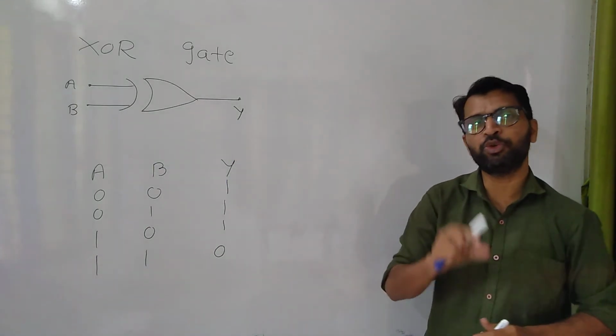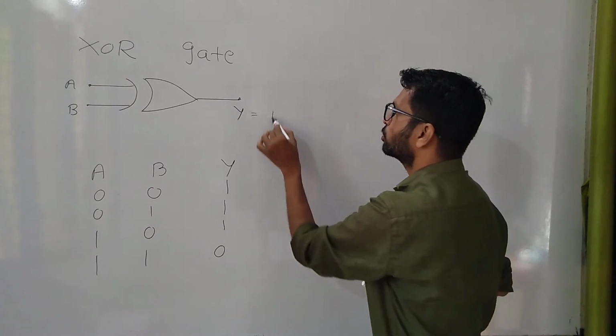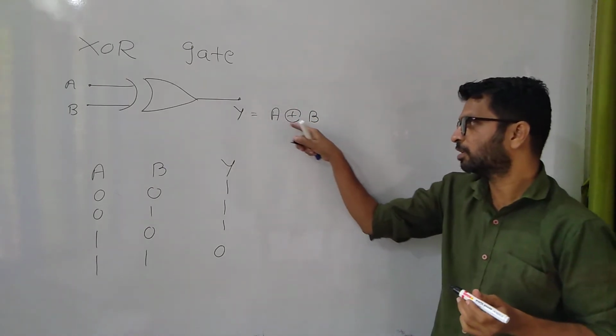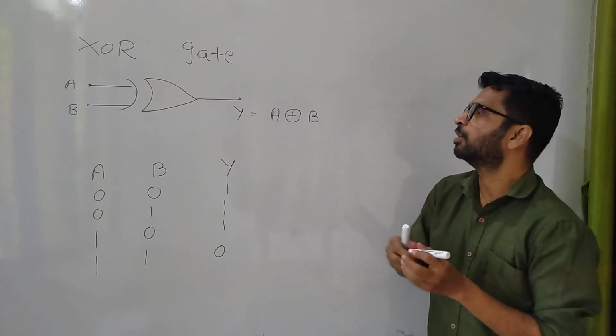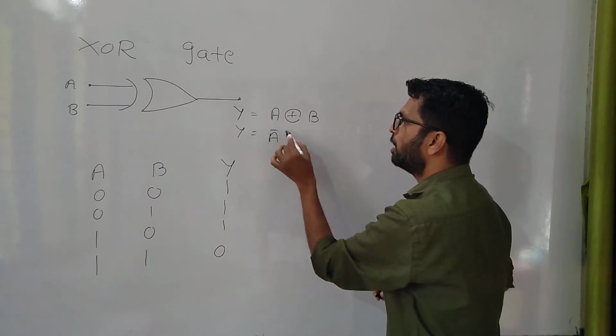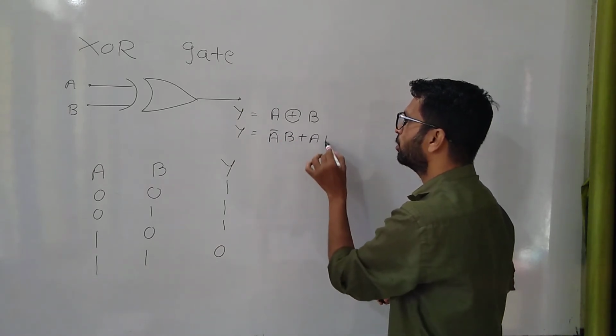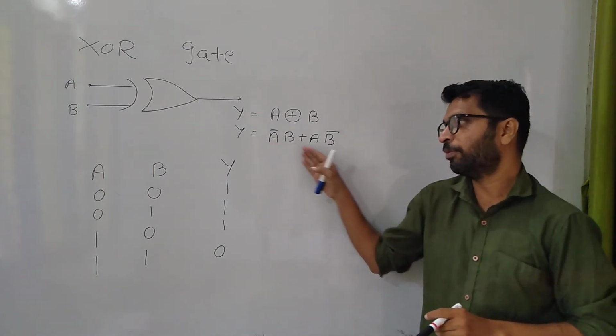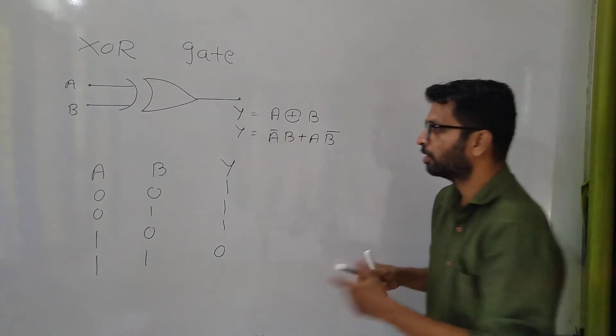It can be written in two ways. So A plus B, with the plus enclosed by a circle, and also we can write this like A bar B plus A B bar. So we will check as per this Boolean equation.